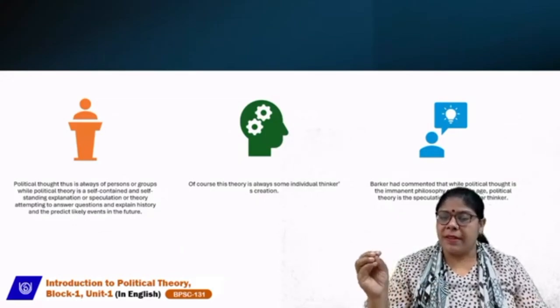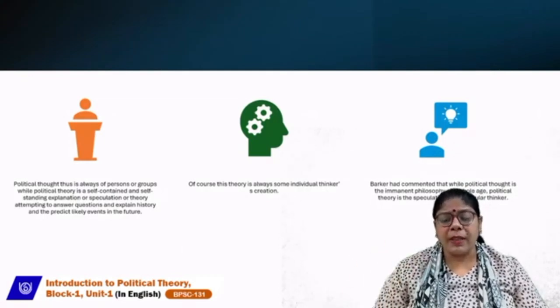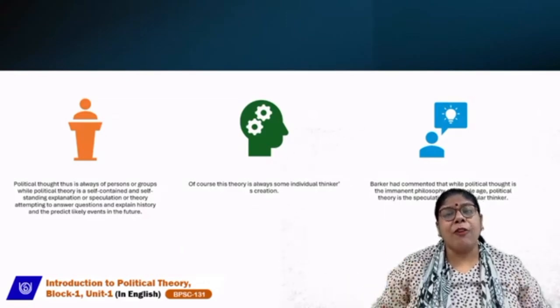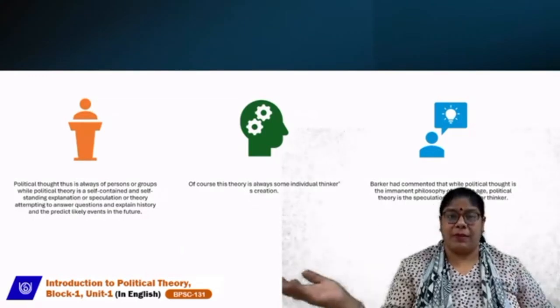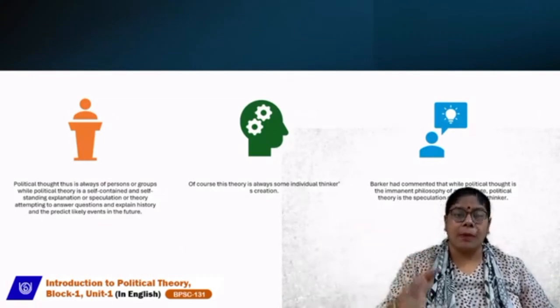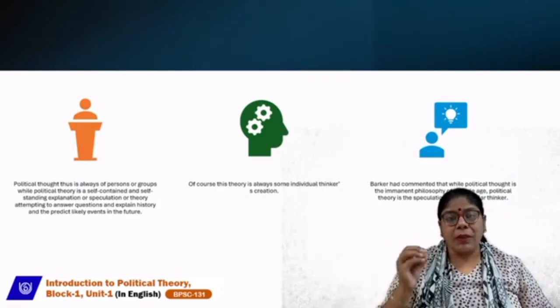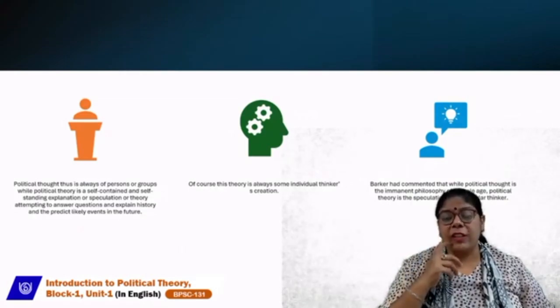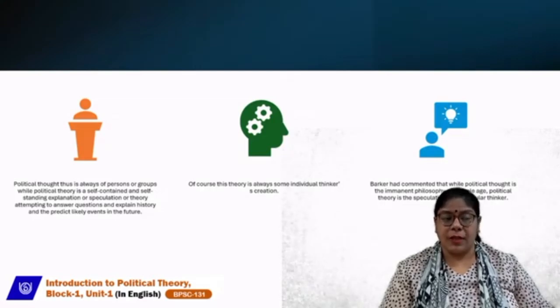So Barker has commented that while political thought is the immanent philosophy of a whole age, political theory is the speculation of a particular thinker. So what is political thought? It is a philosophy of the whole age. What is the philosophy of that person who is thinking about politics, who is saying some political thoughts? That is his philosophy. And political theory is the speculation of particular thinkers. So this is the difference between political thought and political theory.